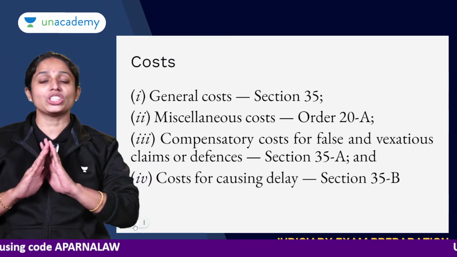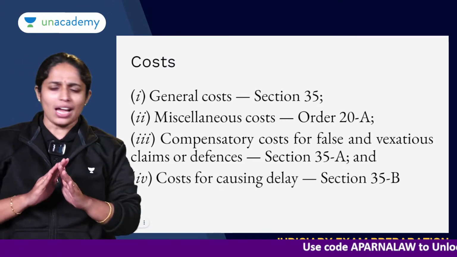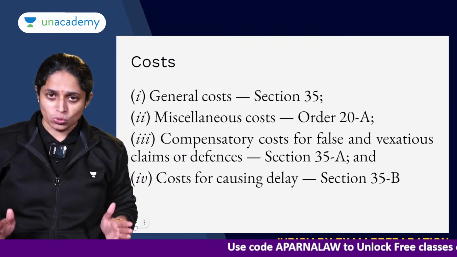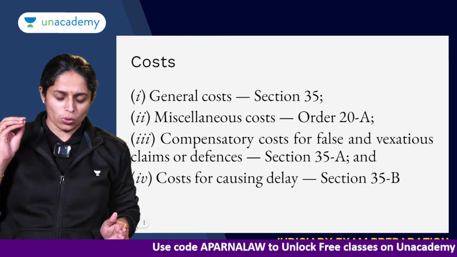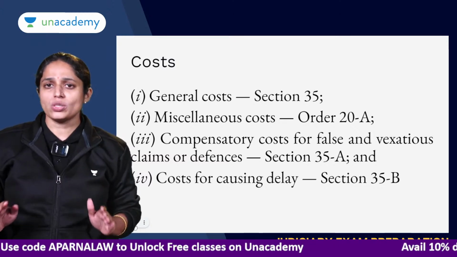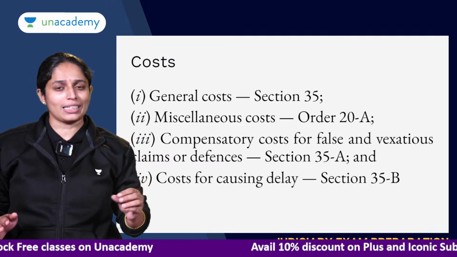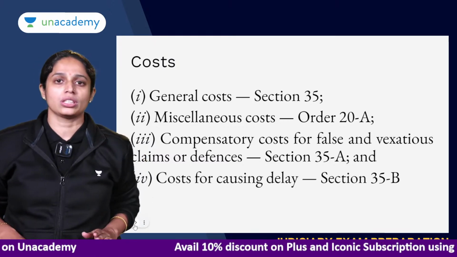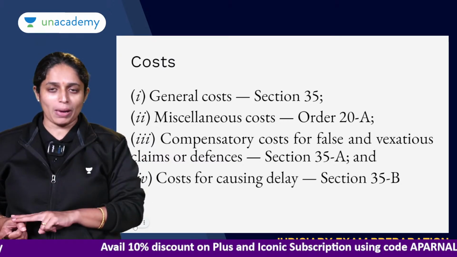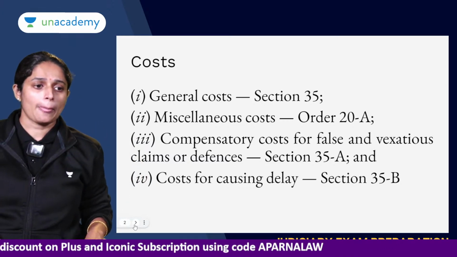The first one is regarding general cost. Section 35 is regarding general cost, where after the trial, when the suit has been disposed, when the court is giving judgment, at that time costs will generally be awarded. The general rule is that whoever is the successful party is entitled to the cost. The unsuccessful party should pay the cost to the successful party.